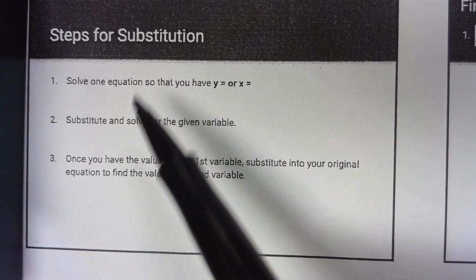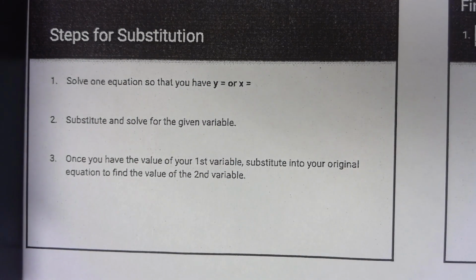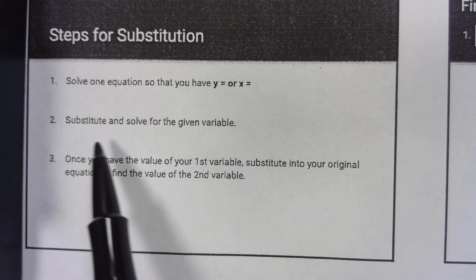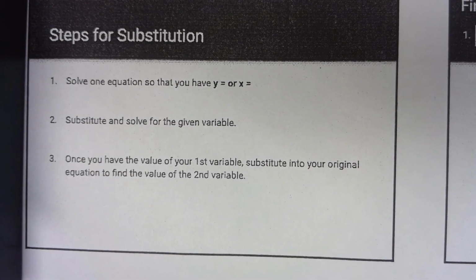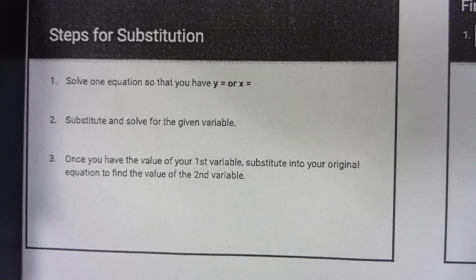So when doing substitution, we need one equation to either be y equals or x equals, meaning get x or y by itself for just one equation. It doesn't need to be for both. But for one of them, we need x equals something or y equals something. Then we can substitute and solve for the given variable that is remaining after the substitution step. Once you have the value of the first variable, you substitute it back into one of the original equations to get the second.